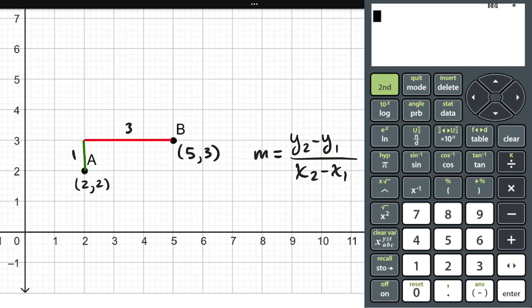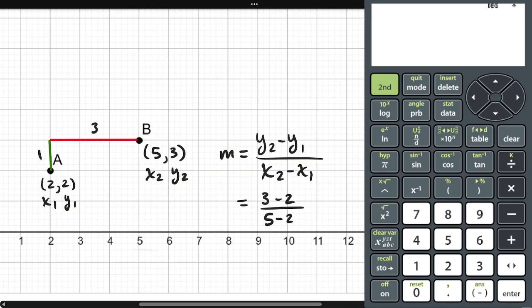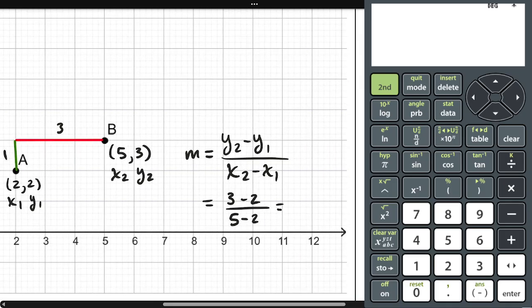It's kind of arbitrary, but I'm just going to say this is x from my first point. This is y from the first point. This is x from my second point. This is y from the second point. So I can go ahead and say my slope is going to equal 3 minus 2. And in my denominator, the change in my x's, I'm going to take x from the second point, which is 5, and then minus the number 2. So when I evaluate that, 3 minus 2 is the number 1, and 5 minus 2 is 3.